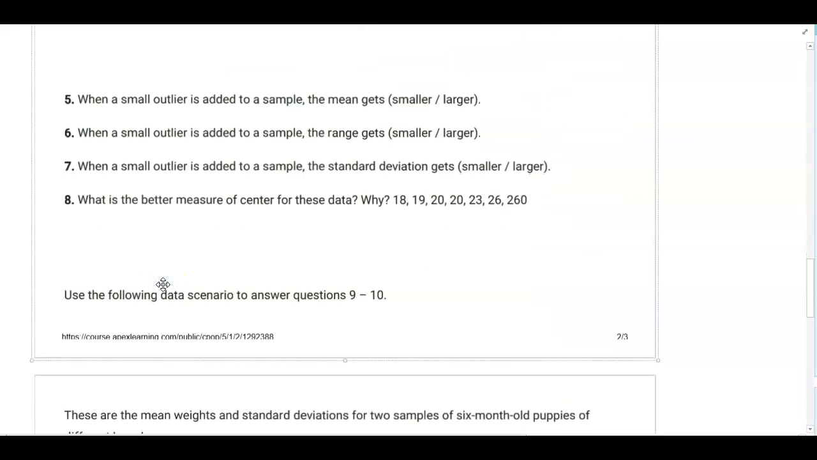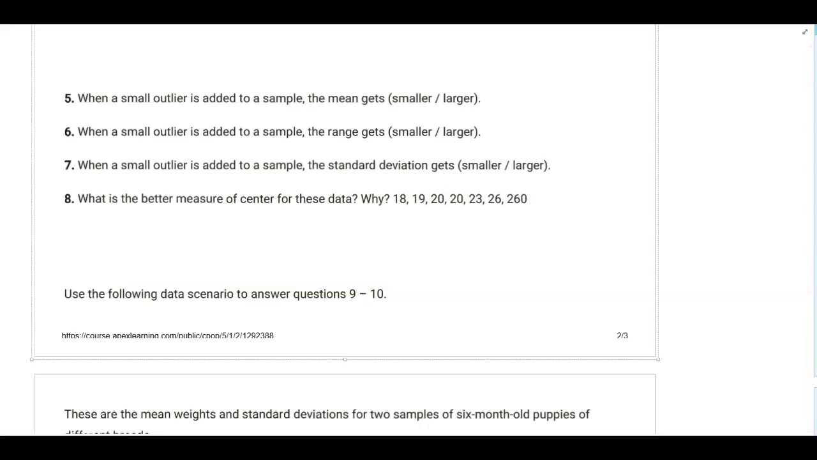Okay, now, number 5. When a smaller outlier is added to a sample, the mean gets smaller. When a small outlier is added to a sample, the range gets larger. It increases because you're putting a real small number in with higher numbers. It's going to increase that range. When a smaller outlier is added to a sample, the standard deviation gets larger.